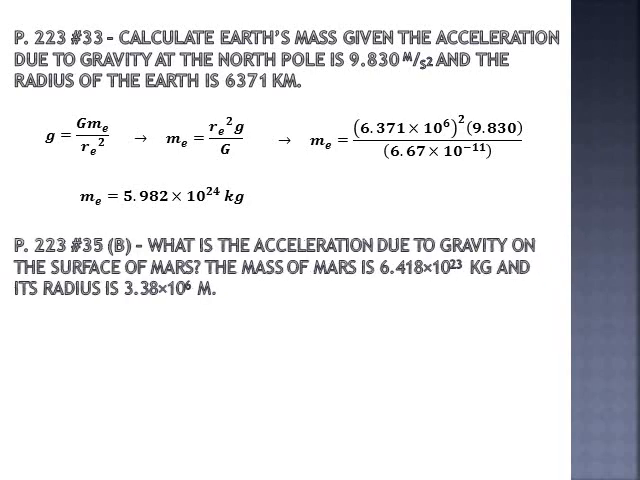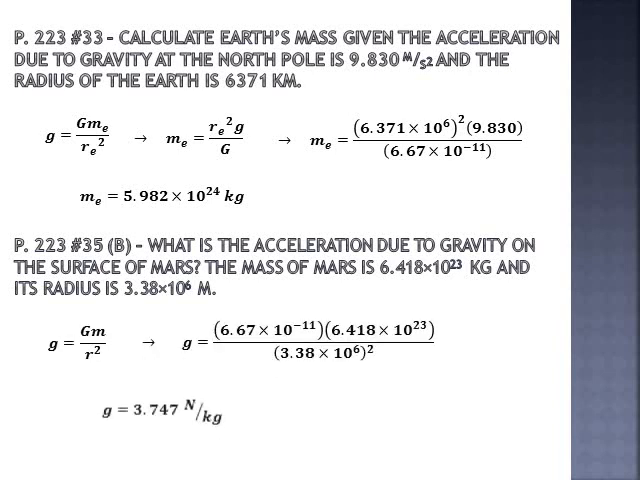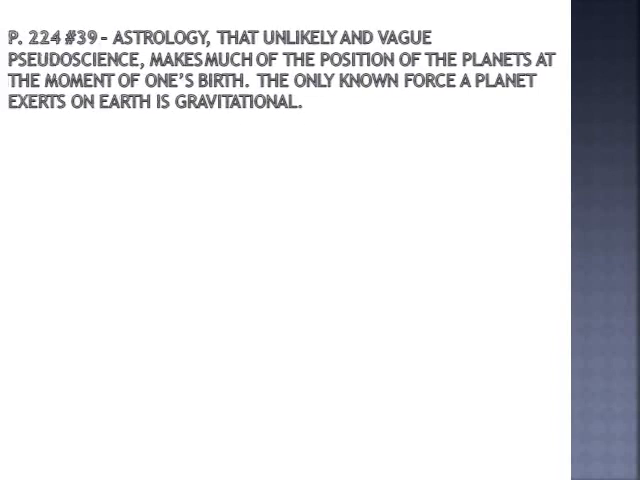All right, so the next question we have is, what is the acceleration due to gravity on the surface of Mars? The mass of Mars is 6.418 times 10 to the 23rd kilograms, and the radius of Mars is 3.38 times 10 to the 6 meters. So we go ahead and use the gravitational strength equation again, plug in our numbers, and we get that the acceleration due to gravity at the surface of Mars is going to be 3.747, a little bit less than the gravitational field strength of the surface of the Earth.